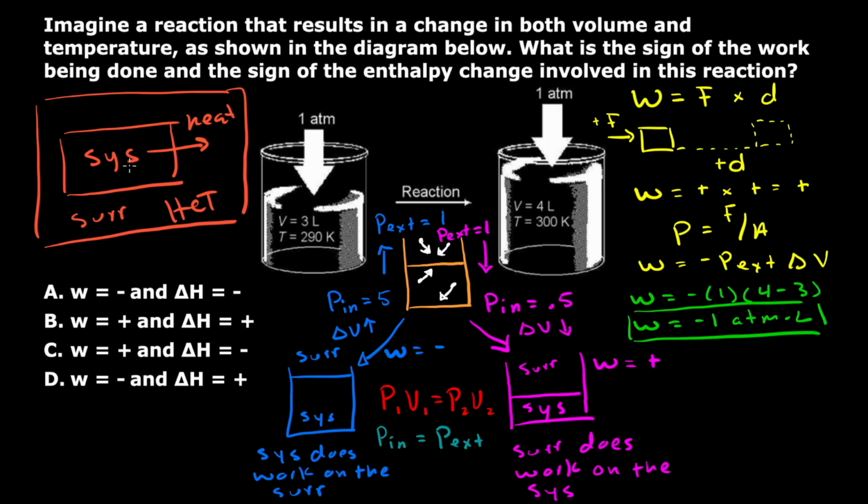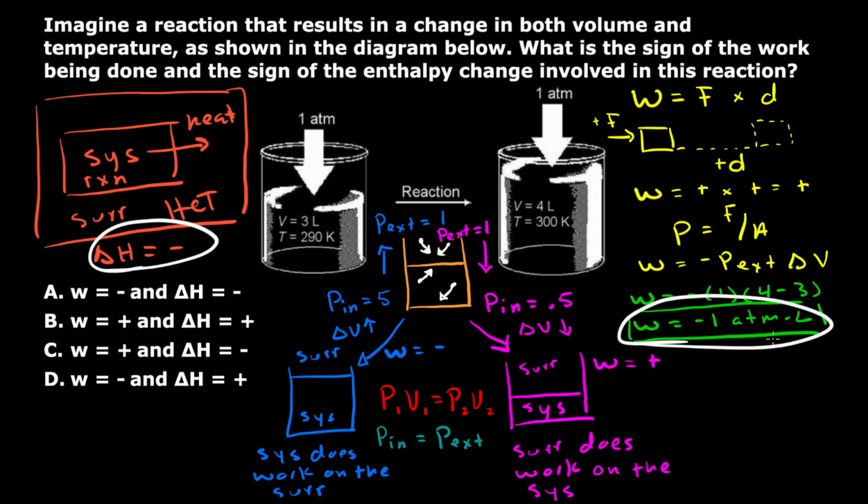And if the system gives heat to the surroundings, it means that the delta H value for the system, which is also the reaction, must be a negative value. So for this answer, we need to get a negative value for the delta H, and we want a negative value here for this work. And so our answer choice is going to be A.